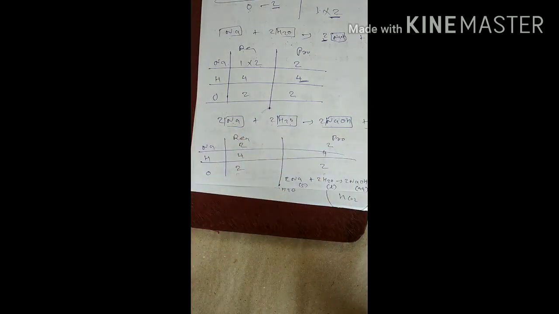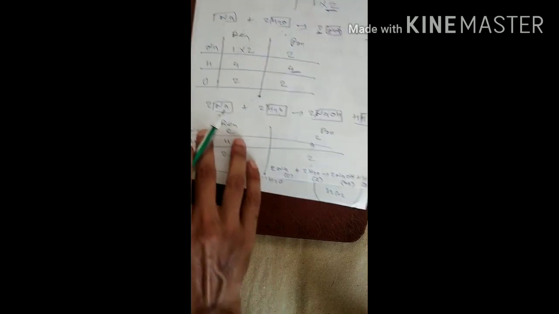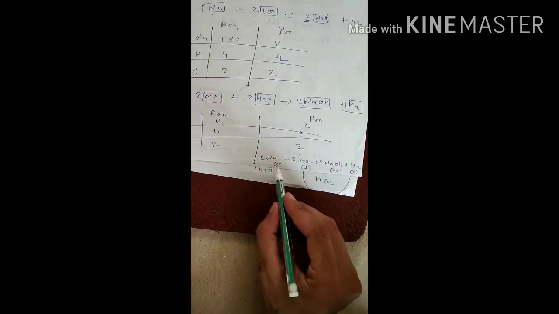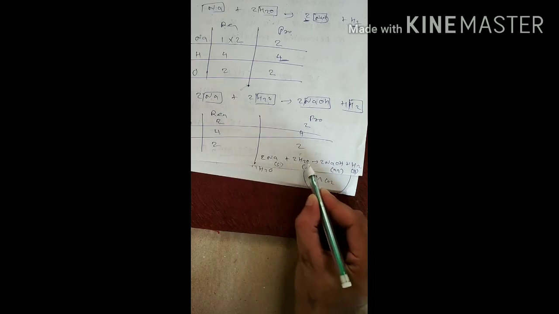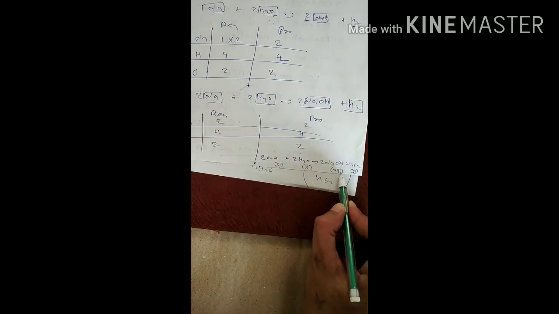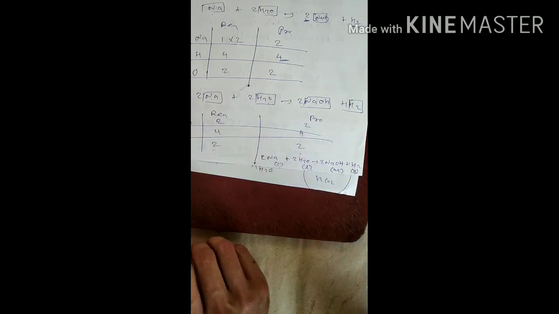Now if physical state is given to you in the question, you have to write down the physical state. Here I have written sodium that is solid, H2O that is liquid, NaOH that is aqueous, H2 that is gas. Okay, so in this way you can balance the chemical equation. This is the method. After getting practice you can balance it in shortcut. So first practice this method.